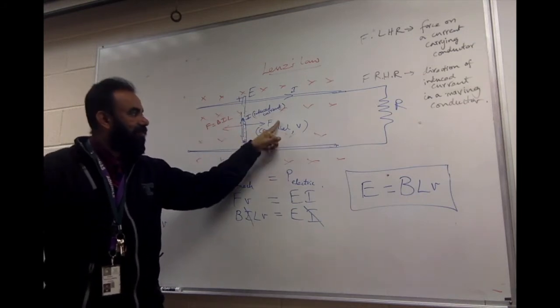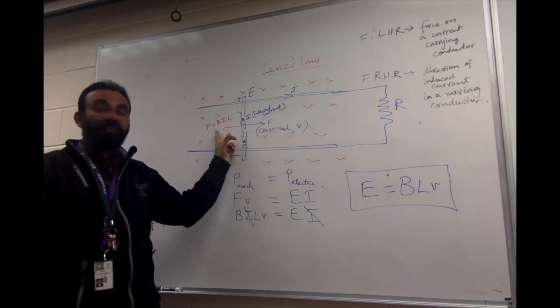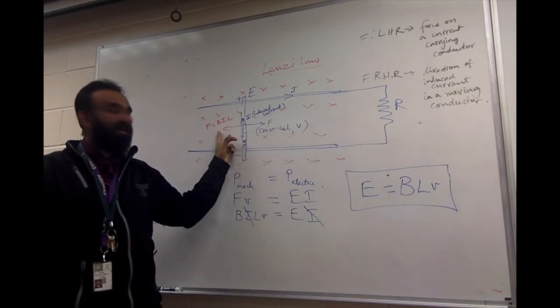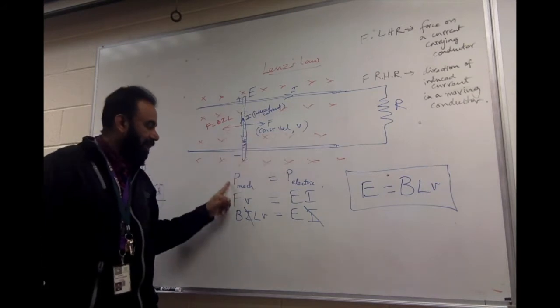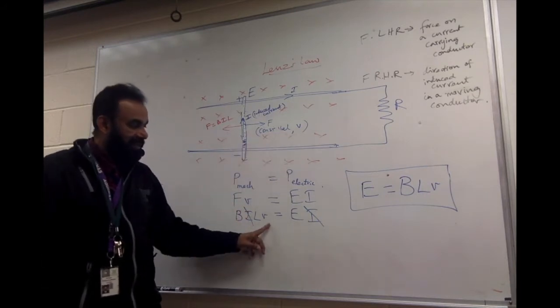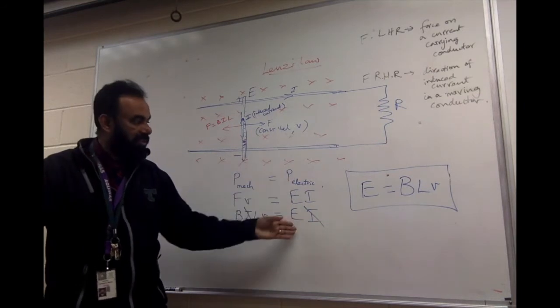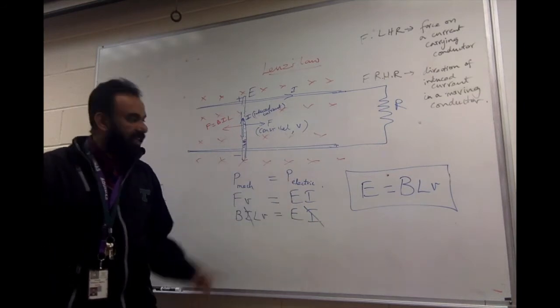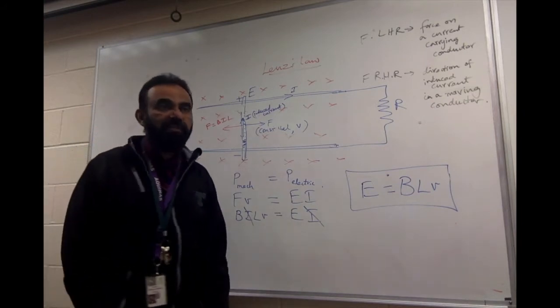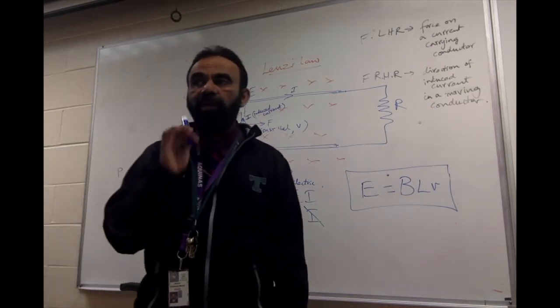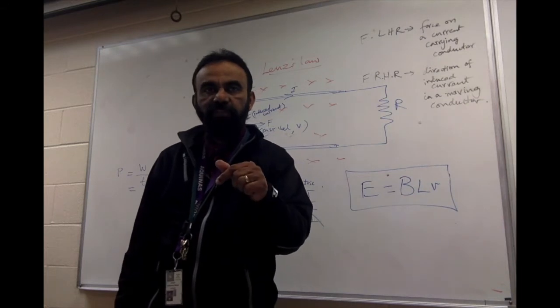You applied a force in order to fight this force, which is BIL, and that's why you're able to move with a constant velocity. And mechanical power is Fv, which is BILV, and is equal to the power generated, EI. And so EMF is BLV. So any conductor moving in a magnetic field will develop an EMF, which is a magnetic field here in this room.